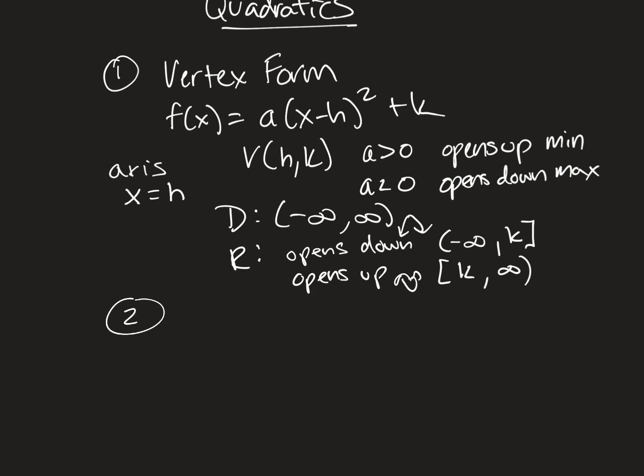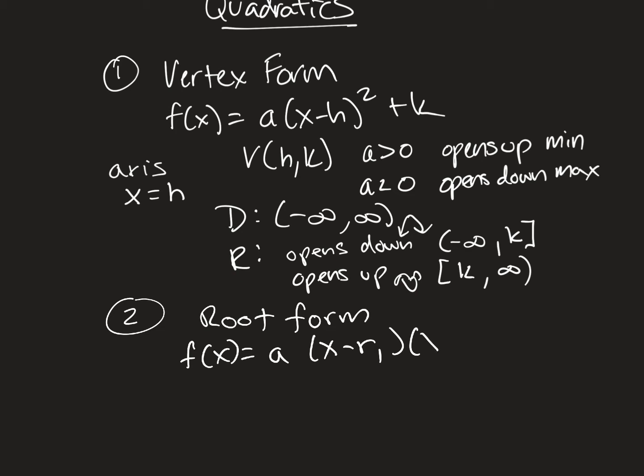Next, let's talk about root form. The roots are the x-intercepts, or you could also think of them as the zeros or the solutions of the parabola. In this case, the roots are r1 and r2, and I have a(x minus r1)(x minus r2). It's in this factored form, and what's easy to get out of this? The x-intercepts. Those pop right out.